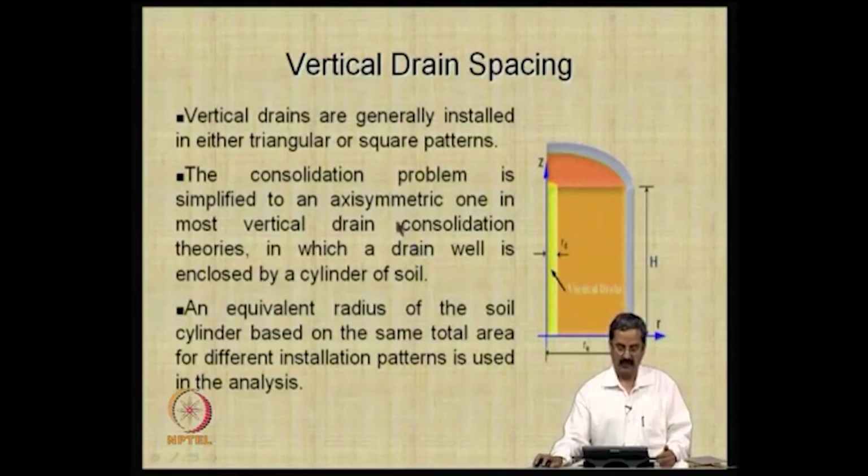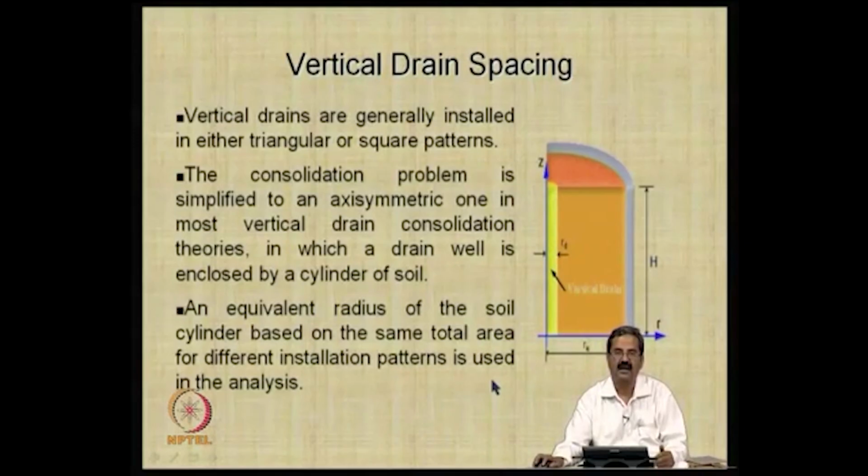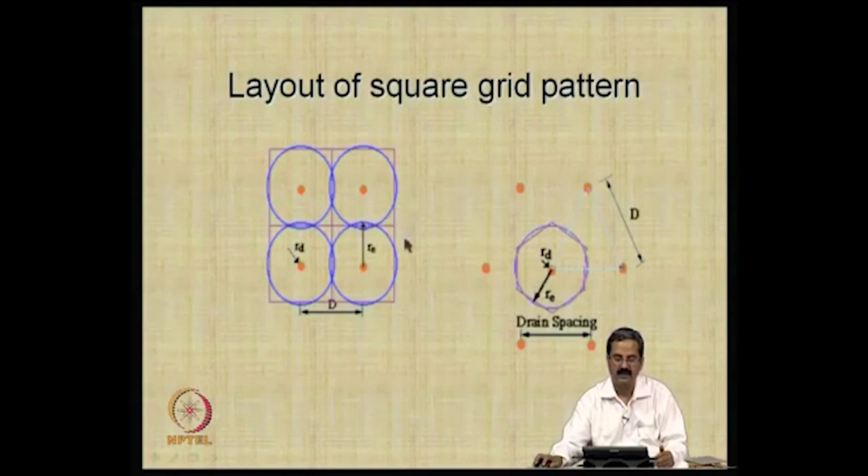So, we use that particular theory and we assume that you have a material here and it has an effective drainage area. That is what we call it. So, an equivalent radius of the soil cylinder based on the same total area for different installation patterns is used. Installation is also an important variable here. So, a square pattern is one way, like you have 4 sand drains here, and the triangular is also one, it can be a hexagonal type. This is one important thing.